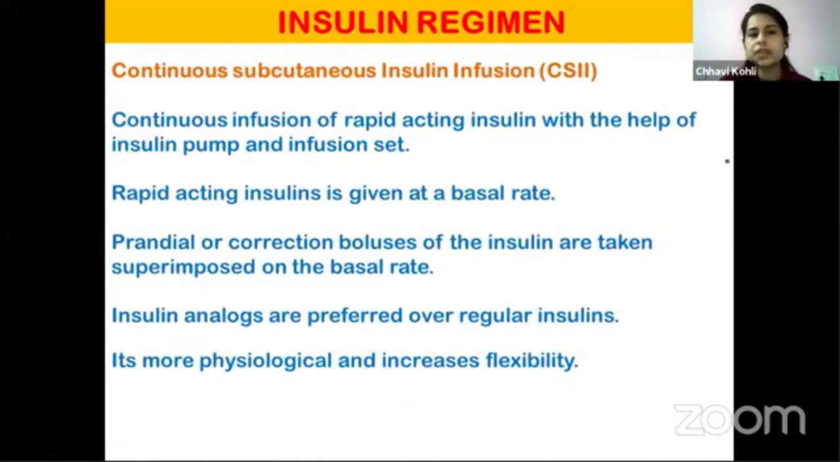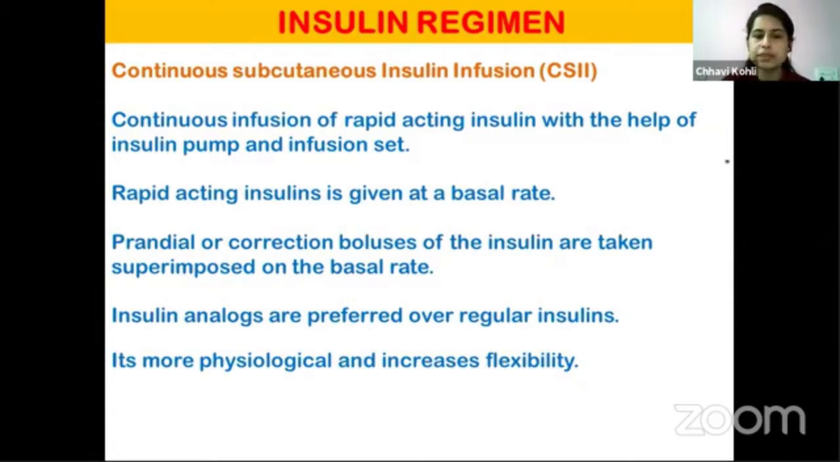Now, the third regimen which is commonly used is continuous subcutaneous insulin infusion. This is the most physiological, and this regimen has a lot of flexibility. Here, continuous infusion of rapid acting insulin is given with the help of an insulin pump and the infusion set. The rapid acting insulin is given at the basal rate, which can vary at different time zones of the day, and the prandial or correction boluses of insulin are superimposed on the basal rate. Here, analogs are preferred over the regular insulin.